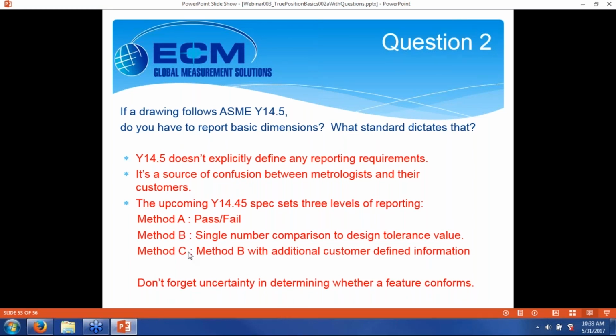Again, the idea is to try to clear up any confusion between the guy doing the measuring and his customer. Also, I'll just take a moment to mention: don't forget uncertainty in determining whether or not a feature conforms. That's all I'm going to say right now, but it is an important thing to think about whenever you take any kind of measurement. What's the uncertainty of my measurement, and how does it affect what I say about my result?